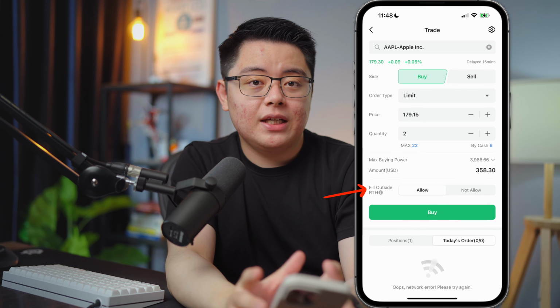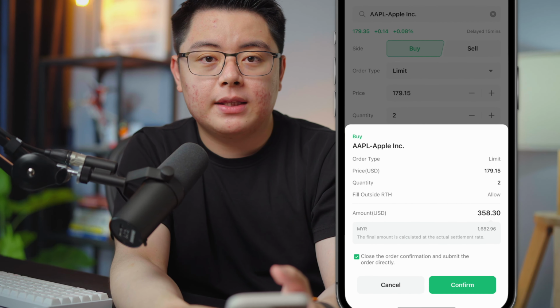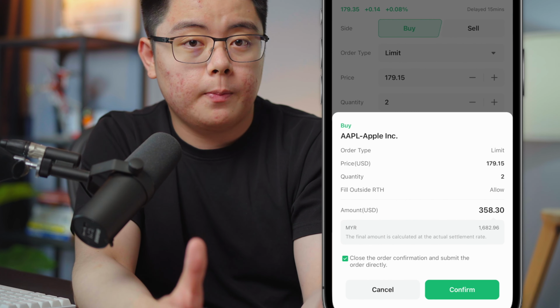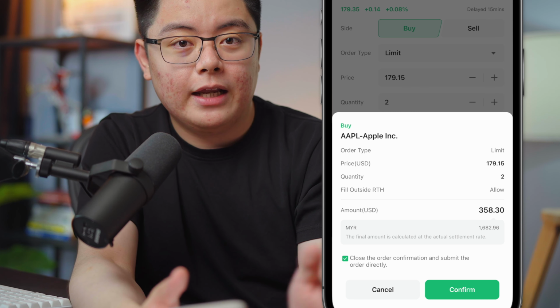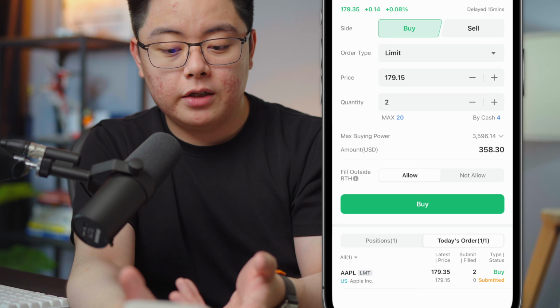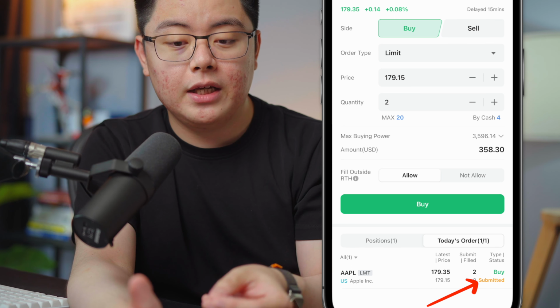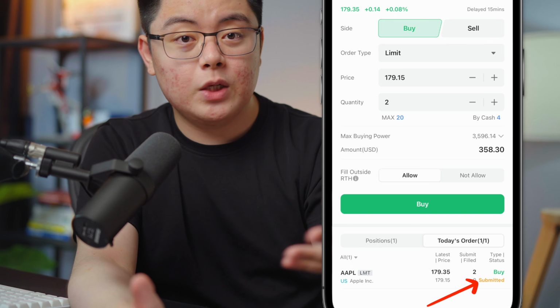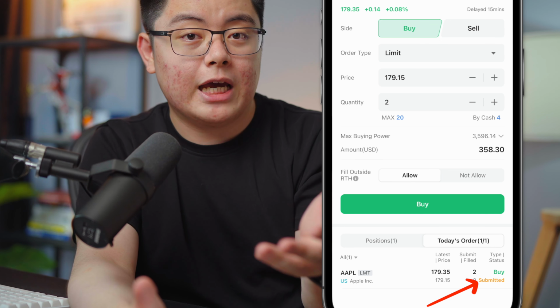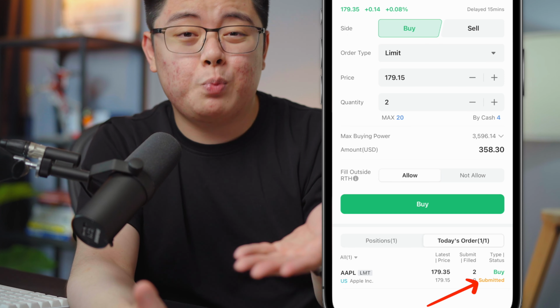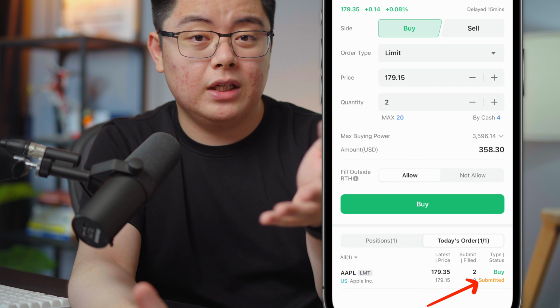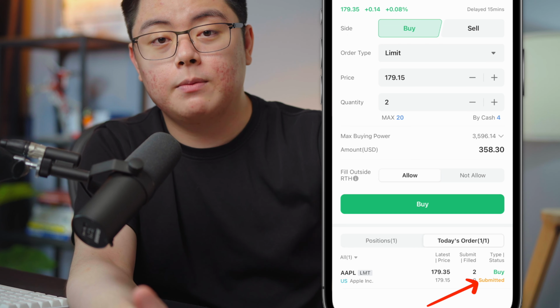Okay, so once everything is set and ready, just click the buy button and this confirmation box will pop up. You can tick the box below and then click confirm to submit your trade, and there you go. You can see that my order for these 2 shares of Apple is currently in the status of submitted, which means it will match if another person chooses to sell their Apple stock at this price. And usually for a liquid stock like Apple, it matches pretty quickly during market hours if you didn't set the buy price too far from the current market price.